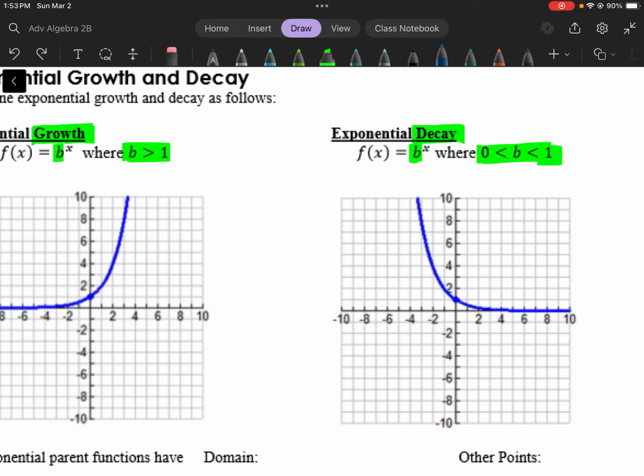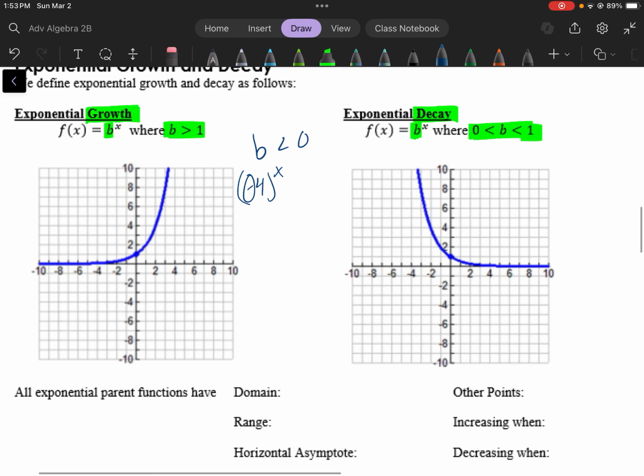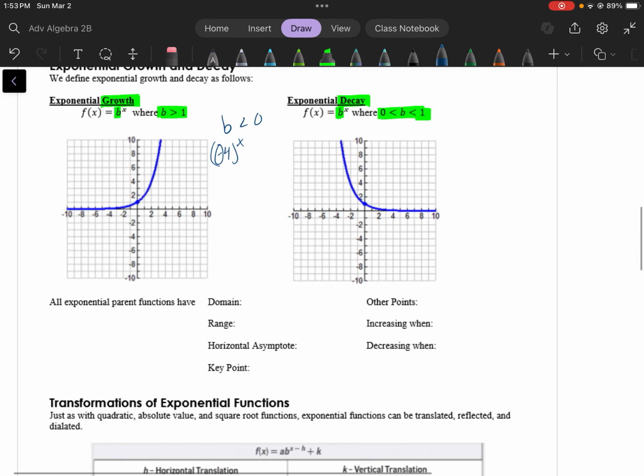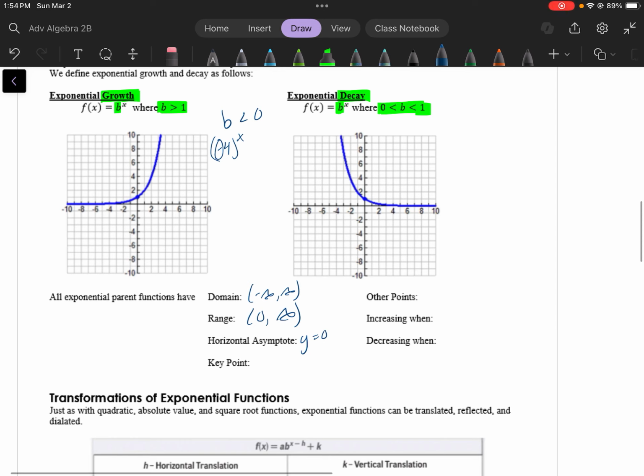The reason we can't have a b value that is less than 0 is because if I do -4 to the x, it's going to do something with that negative. That negative is going to cause a specific transformation that we'll talk about in just a second. So all exponential parent functions have -infinity to infinity for the domain. The range is always going to be 0 to infinity, which means the graph is always going to be above the x-axis for the parent function. There is a horizontal asymptote at y equals 0. And then there's a really, really important point.